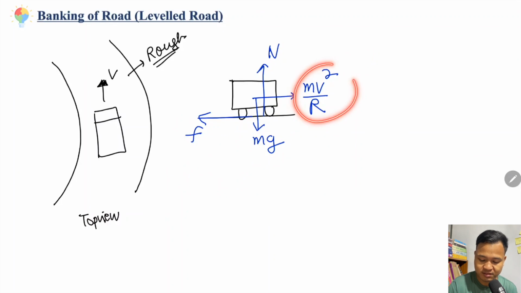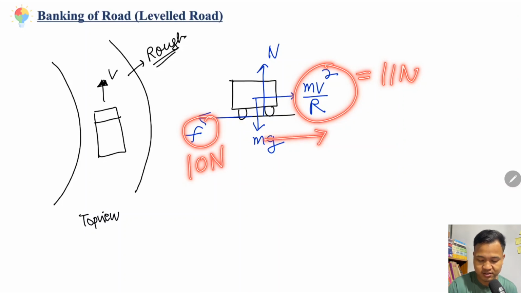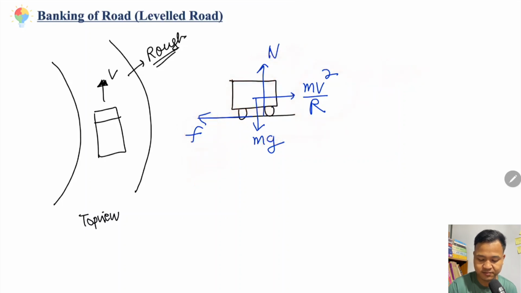Suppose the mv square by r force is 11 Newton, so this friction is 10 Newton. So now you see there is a resultant net force along this side. So this car will start sliding along this side. So we have to prevent that sliding, because sliding will cause an accident.